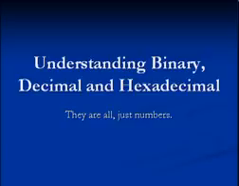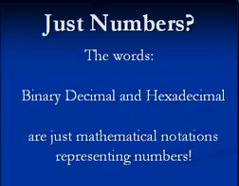Hi everyone. In this video I'm hoping to explain to you the different number systems, binary, decimal and hexadecimal, but all you need to know is that they are all just numbers. What do I mean by just numbers? Well, binary, decimal and hexadecimal are just mathematical notations representing numbers. So numbers are absolute. The way we represent numbers can vary, so that's the numbering system that we use.